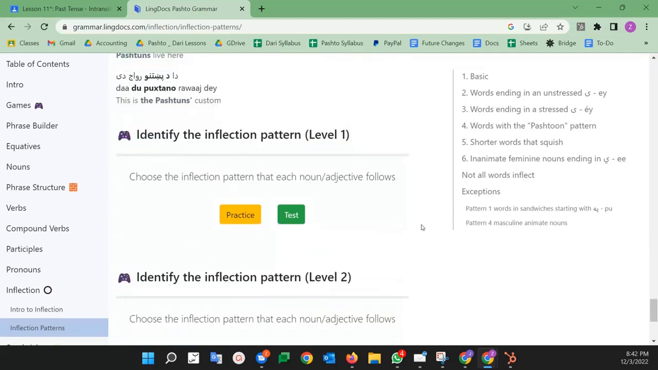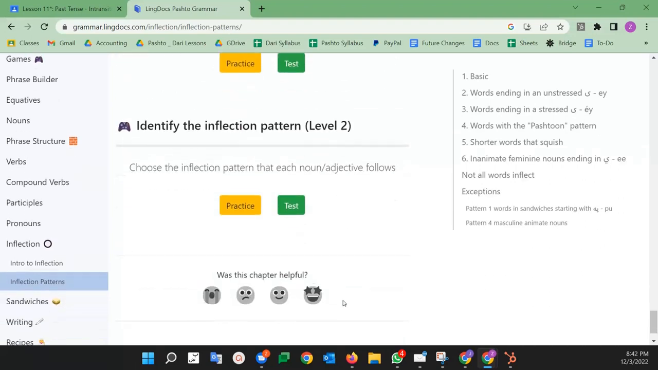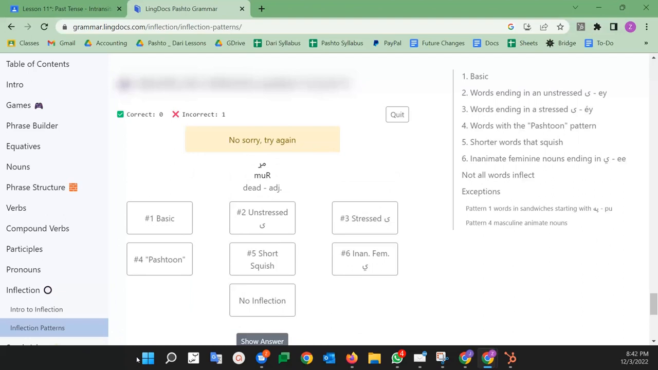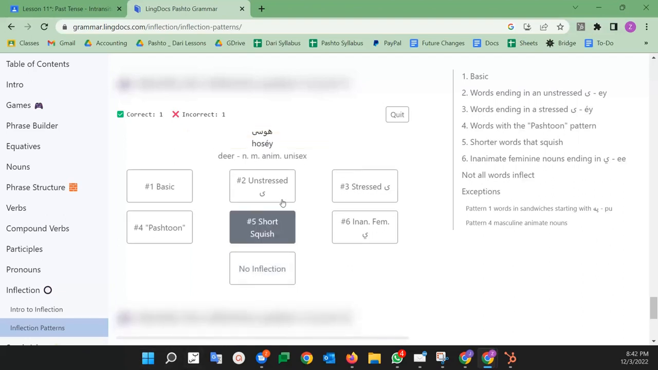Okay, so here's the last thing that I recommend that you do: go ahead and identify the inflection patterns, okay? Start with level 1 and then move to level 2, and again, just practice it first. So, merb, okay? And then it's going to ask you what type of pattern it is. So basic is it ends in a consonant, or for masculine, sorry, it ends in a consonant or it ends in an A. So this is a basic one. Oh, it's not a basic one. Oh, wait, it's the squish. Sorry, I had that wrong.